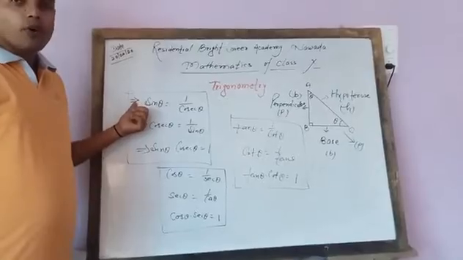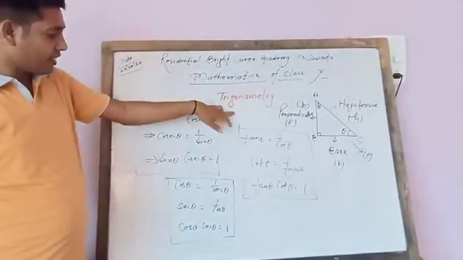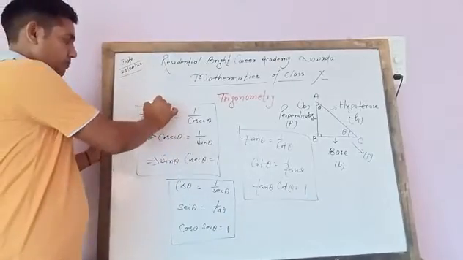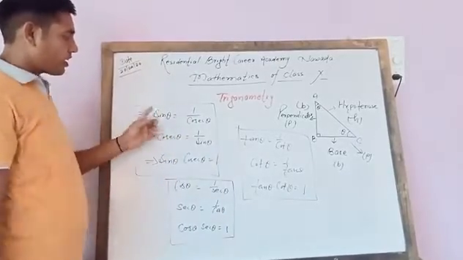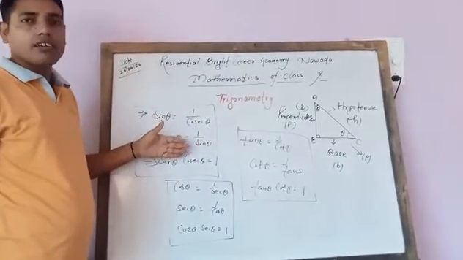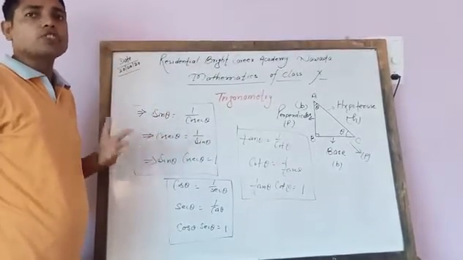These are the important things in this chapter. We have to learn all these formulas. In these formulas, we have to learn only one formula, sin theta is equal to 1 by cosec theta. Next, all the others are the inverses of the previous ones.